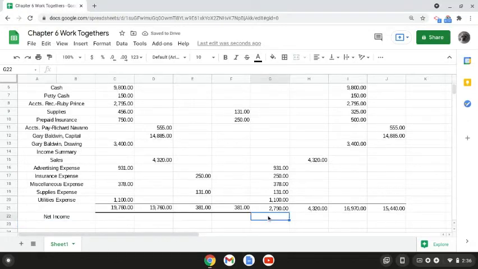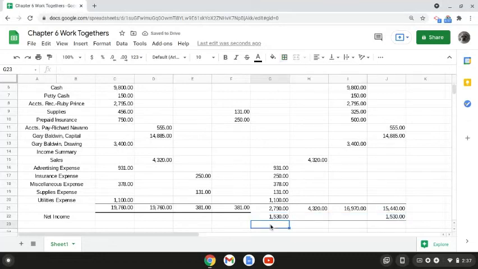Now to figure out the net income, we are going to take the revenue and subtract the expenses from it. So we're going to type in equals, take revenue, subtract the expenses. That will give us 1,530. We're going to be bringing that number over to the balance sheet credit column because we are adding that to our owners. So we're going to be bringing that number over to the balance sheet credit column. And then we are going to draw another single rule.